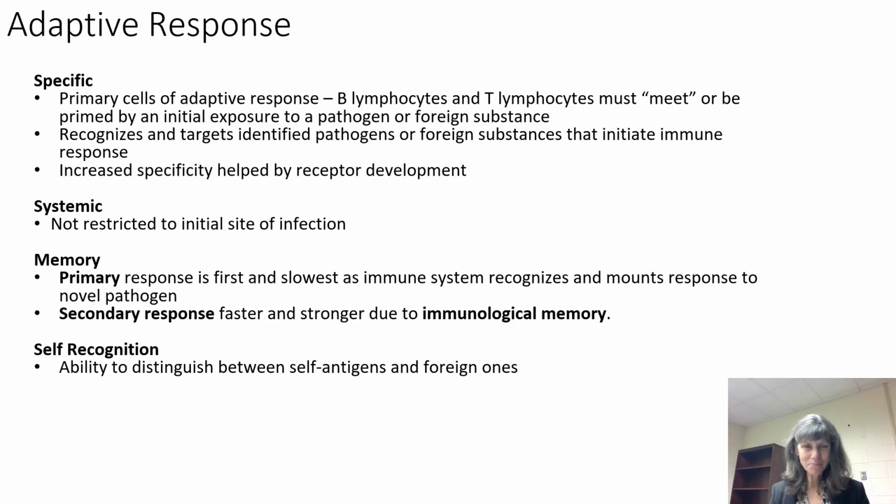Remember, receptors are important. This is a very specific response. However, it's systemic. It's not restricted or limited to that initial site of infection. There's also memory involved in the adaptive response. The primary portion of the adaptive response is going to be the first and slowest, as the immune system learns to recognize and then mount a response to that new pathogen. The secondary portion of the adaptive response is much faster and much stronger due to immunological memory.